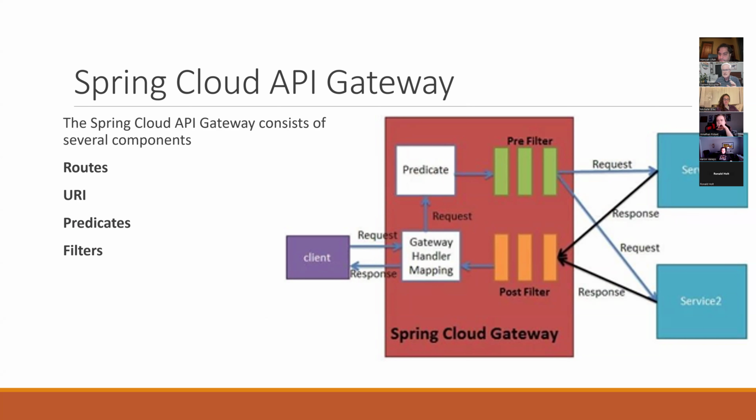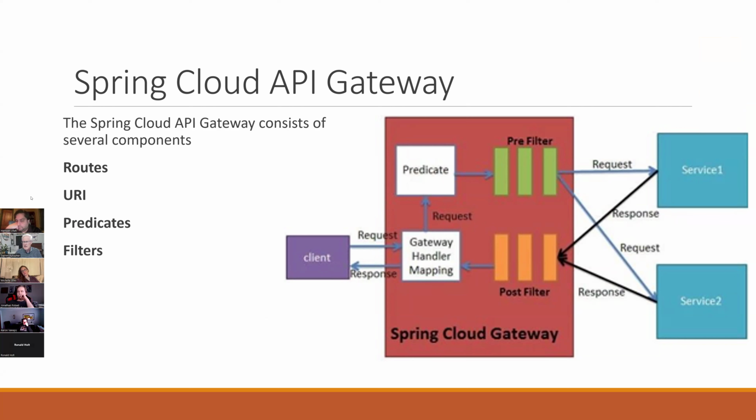The request gets handled by the map. And then I've got something called a predicate. We'll talk about predicates. I've got filters. Then the request goes out to the service and the response comes. And in Spring Cloud Gateway, the responses aren't going back directly to the client. They're actually going back through the gateway so I can post filter and send it back out.